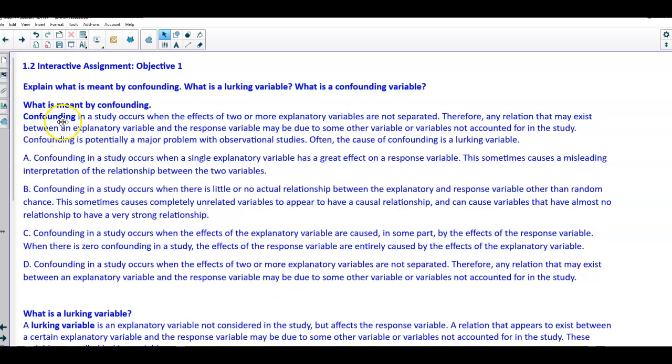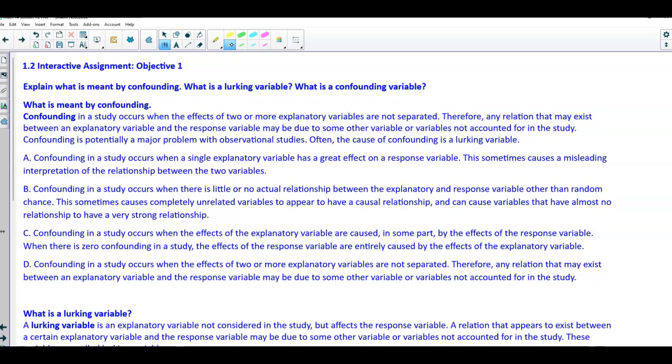Now, the definition of confounding in a study occurs when the effects of two or more explanatory variables are not separated. Therefore, any relation that may exist between an explanatory variable and the response variable may be due to some other variable or variables not accounted for in the study. Confounding is potentially a major problem with observational studies. Often the cause of confounding is a lurking variable.